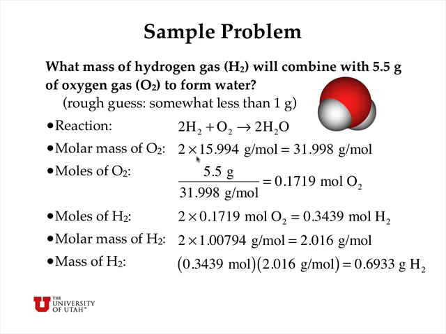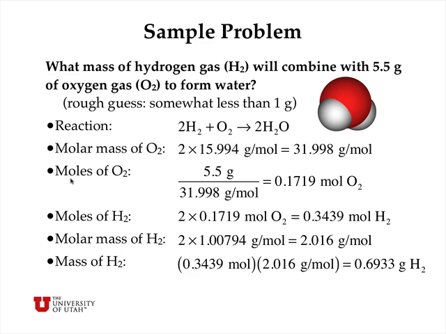Well, each oxygen molecule consists of 2 oxygen atoms, and if we look in the periodic table of elements, we can find out that the atomic mass of an oxygen atom is 15.994 grams per mole. And so twice that is 31.998 grams per mole, and so that's the molar mass of O2. 1 mole of oxygen molecules weighs 31.998 grams.